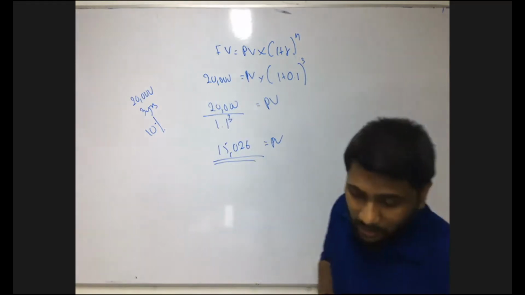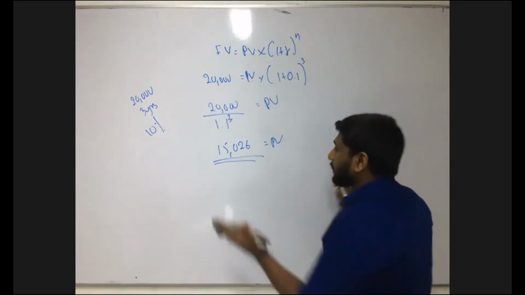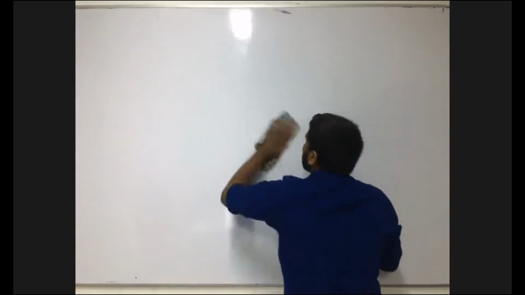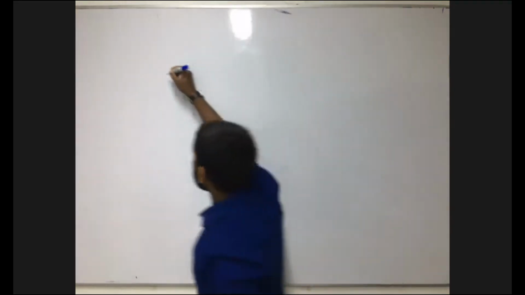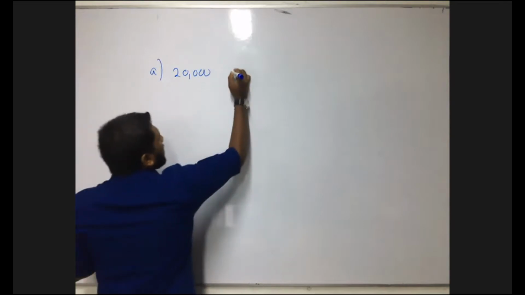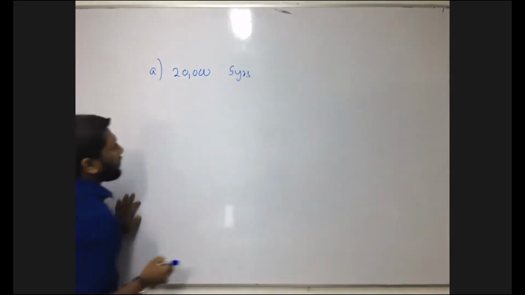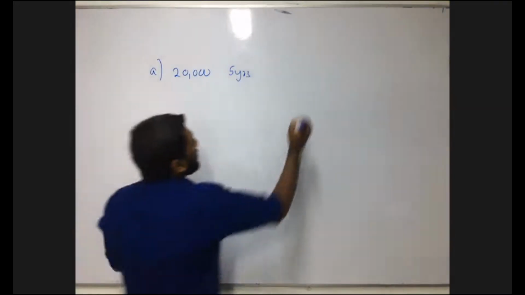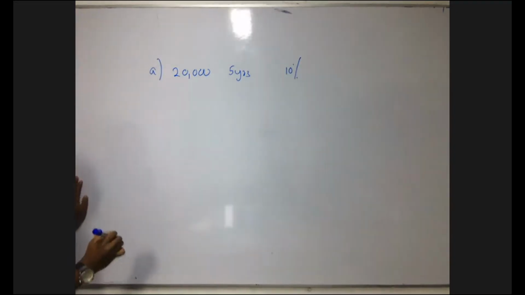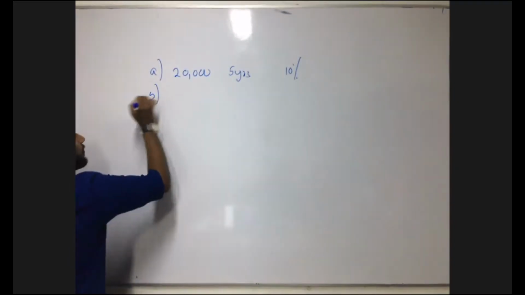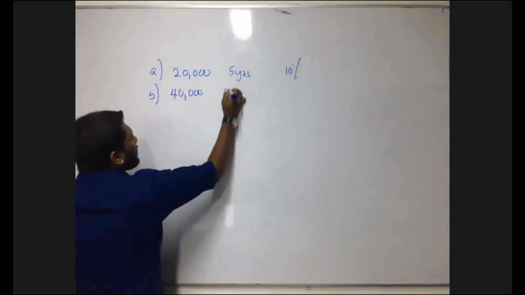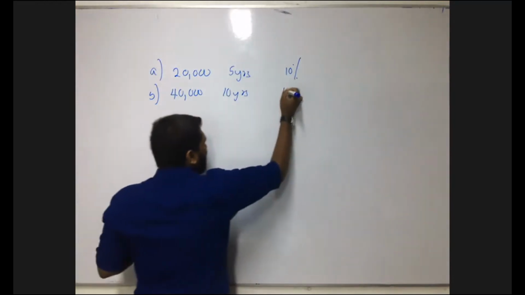Okay. Let me ask a question from you. I am giving you two options. Option A: get 20,000 in another 5 years time. The rate is 10%. And I am giving you another option. Option B: get 40,000 in another 10 years time, still the rate is 10%.